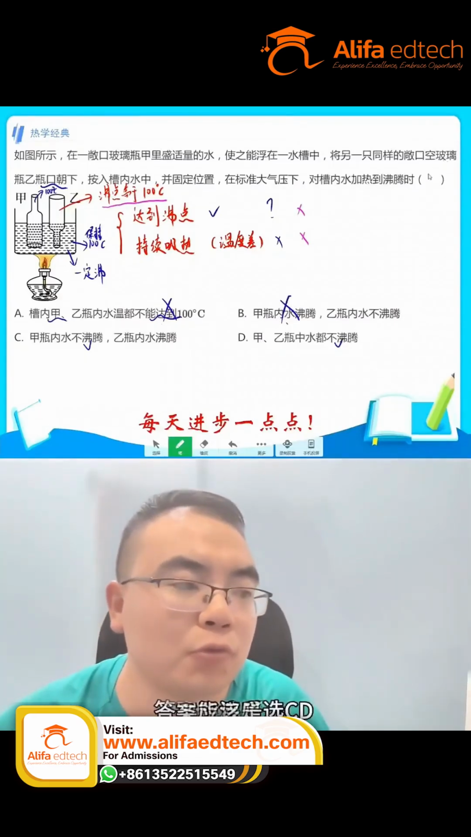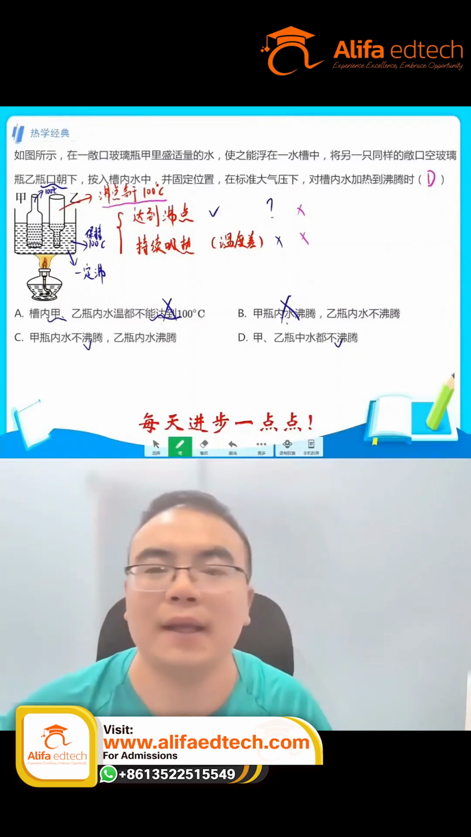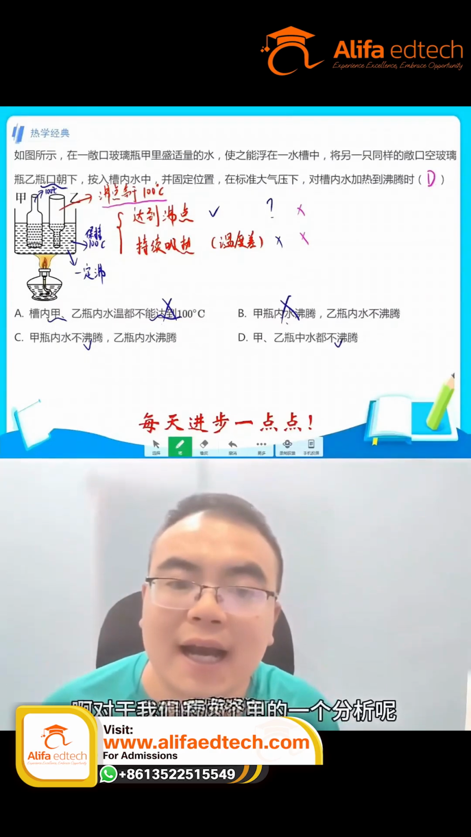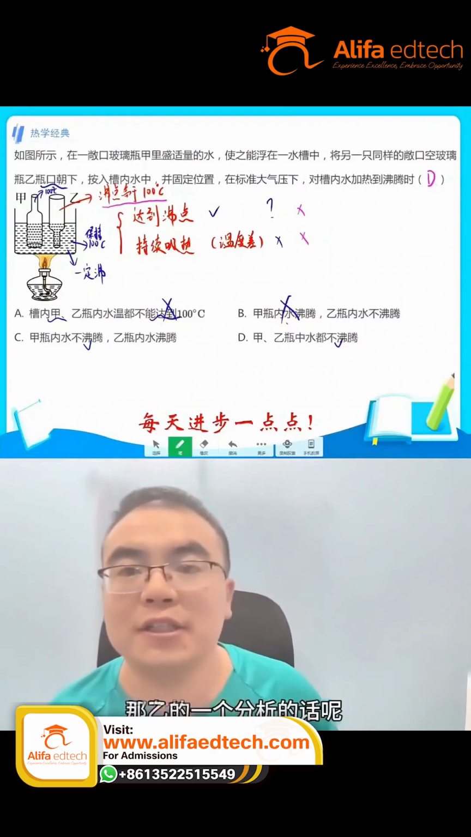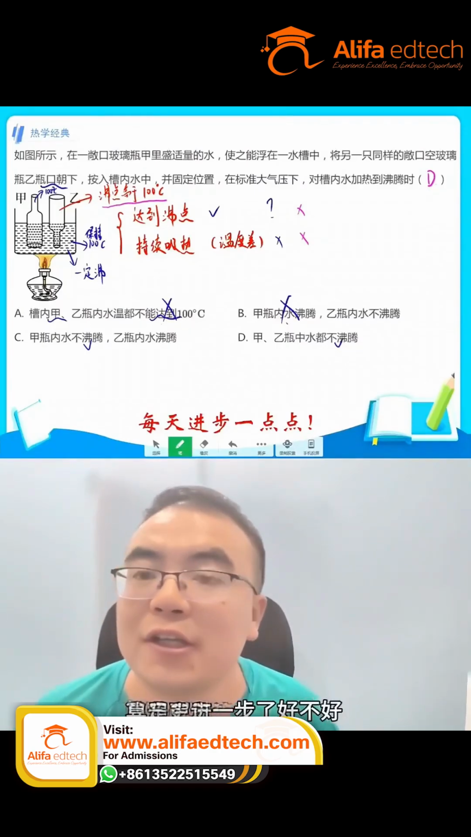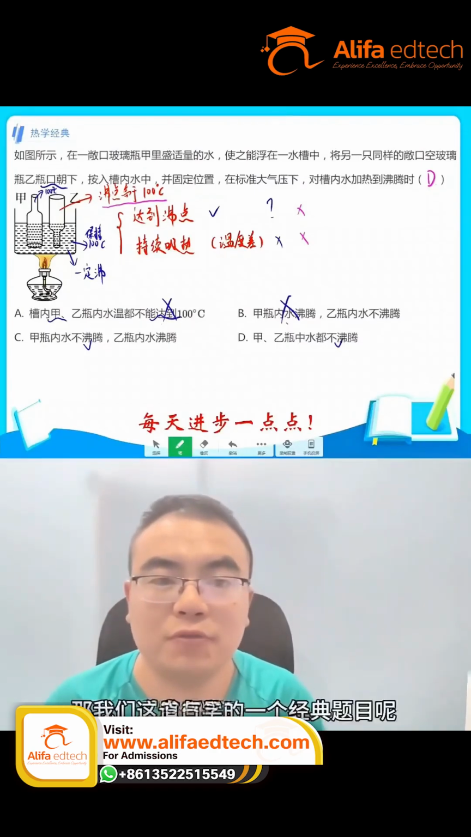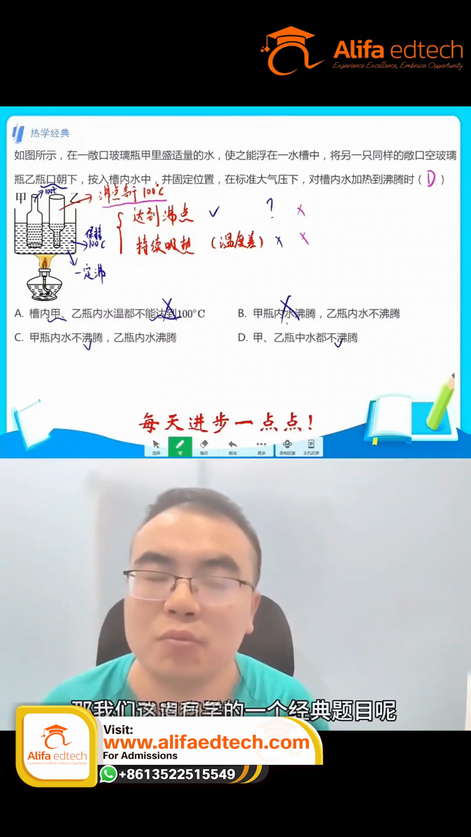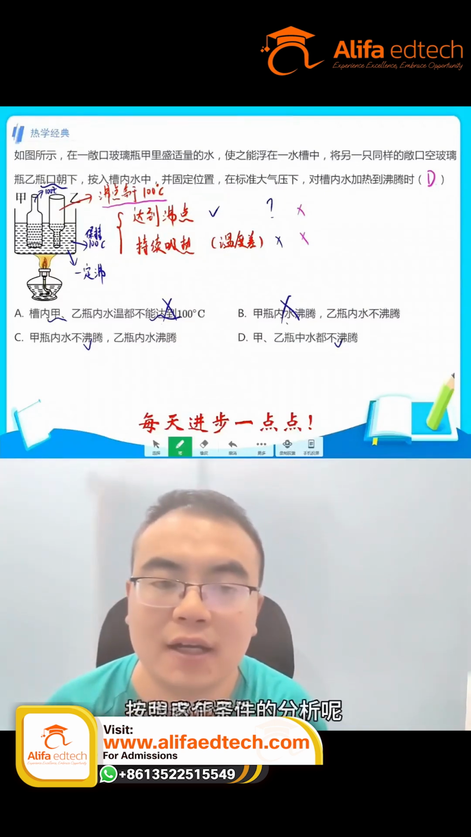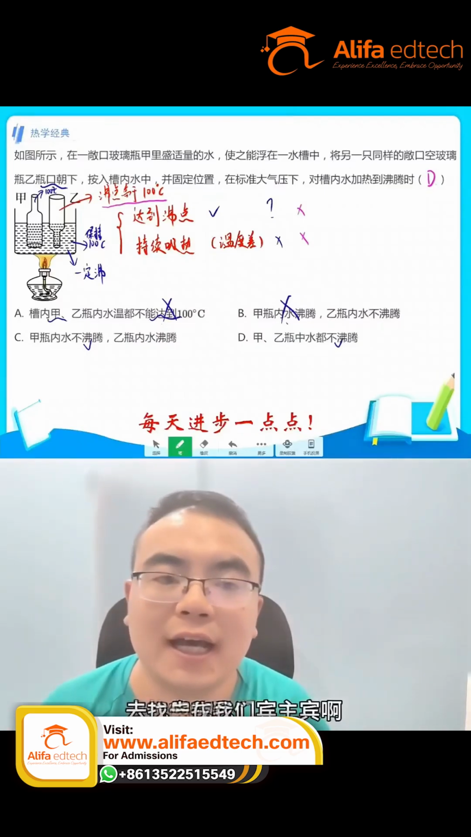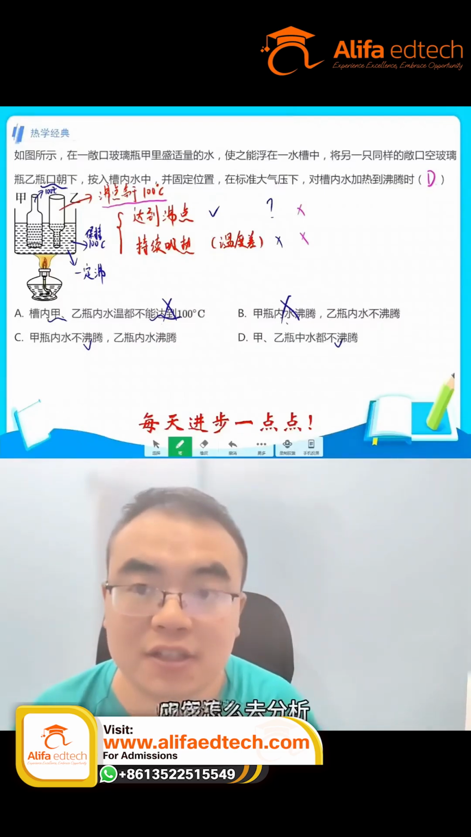Everyone should choose option D. As for our analysis of bottle A, it's actually a typical problem within the scope of the high school entrance exam. The analysis for bottle B goes a step further, doesn't it? Alright, so we've finished analyzing this classic problem. You can use this method and these conditions to analyze how we should approach the main and secondary points. Okay?